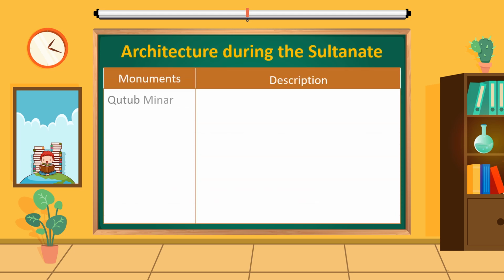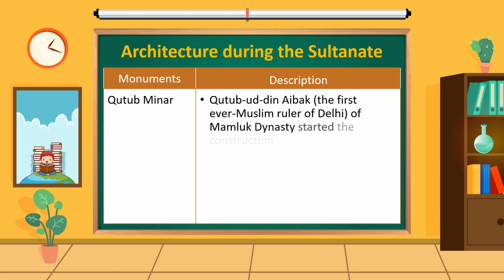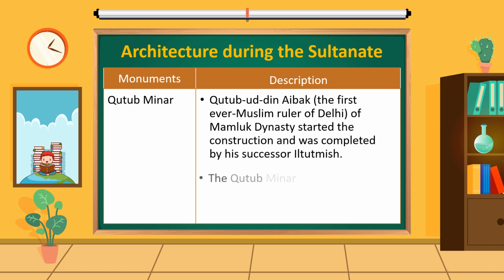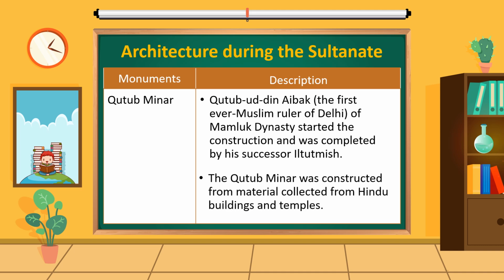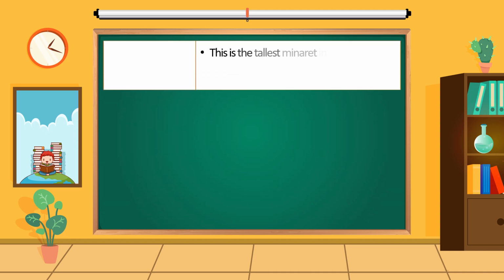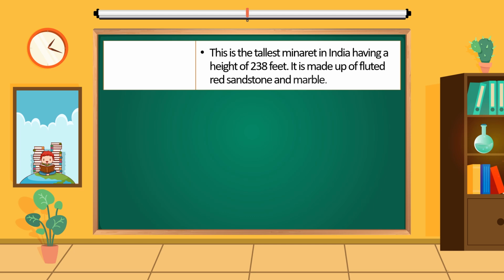Description: Qutb-ud-Din Aibak, the first ever Muslim ruler of Delhi, of the Mameluke dynasty, started the construction and it was completed by his successor Iltutmish. The Qutb Minar was constructed from material collected from Hindu buildings and temples. This is the tallest minaret in India, having a height of 238 feet. It is made up of fluted red sandstone and marble.